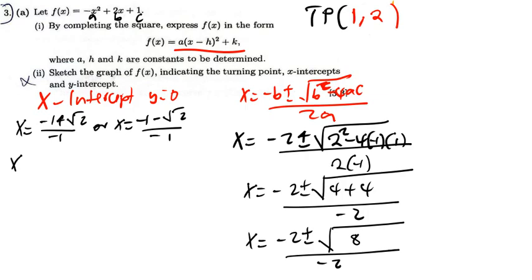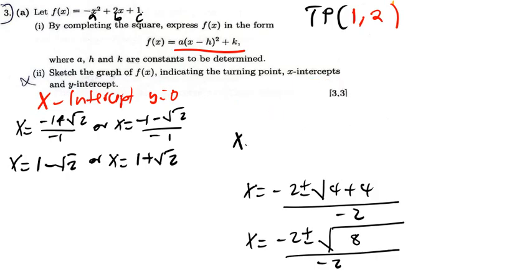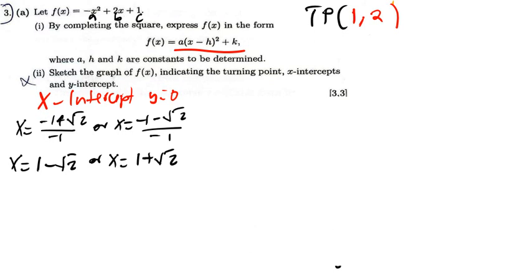So now I can find the values of x. Everything is going to be positive here. It's going to be 1 minus root of 2, then the other one will be 1 plus root of 2, everything positive. So these are the x-intercepts. x is equal to 1 minus root of 2, and also x is 1 plus root of 2.